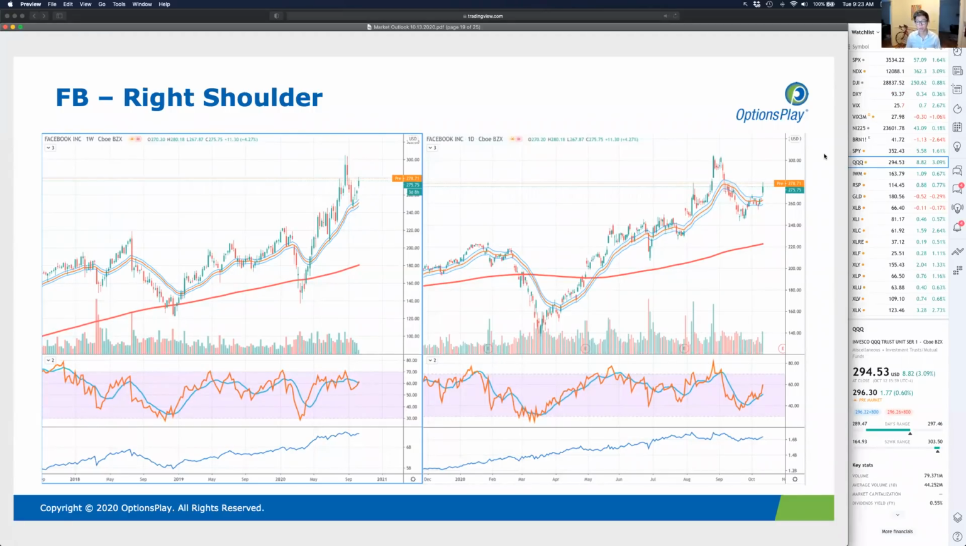There are also some concerns about anti-monopoly trust suits coming through the DOJ and what that means for names like Facebook and Google. Again, I think these are some of the things that are concerning for investors and putting a bit of a lid on rallies for Facebook versus Apple and Amazon.